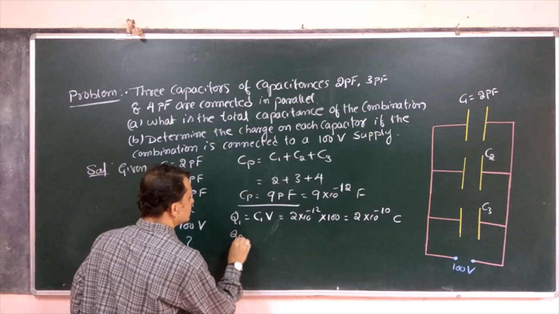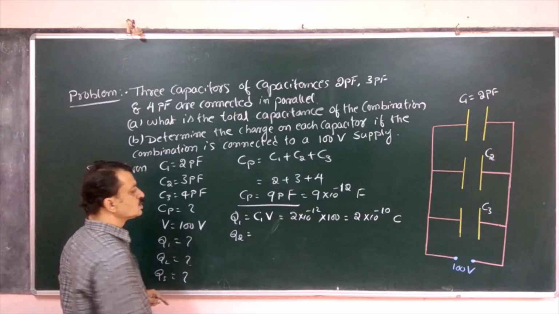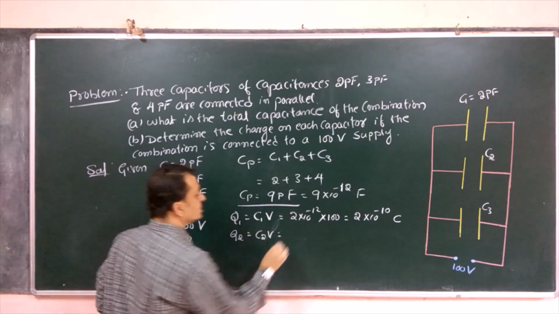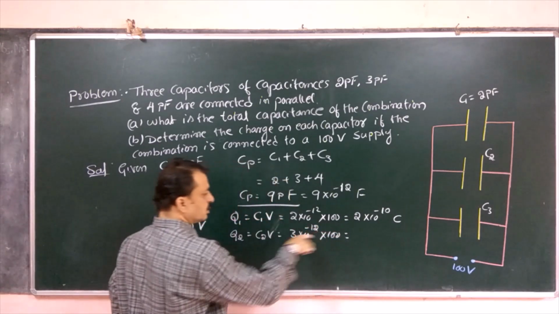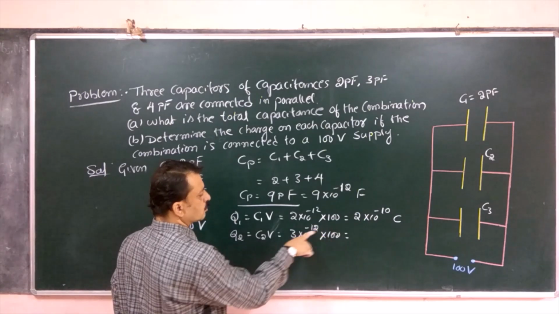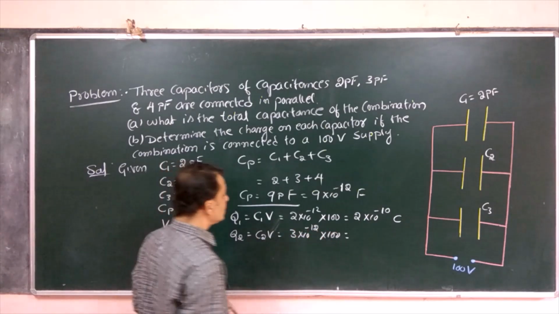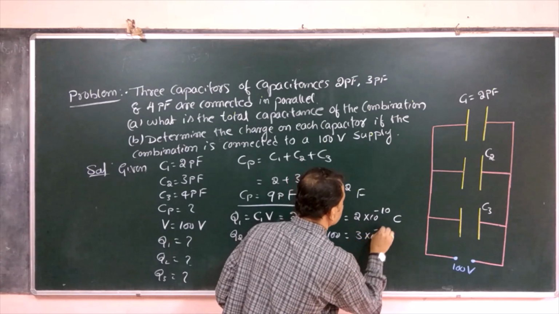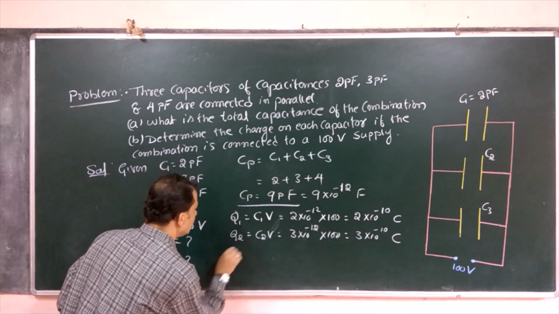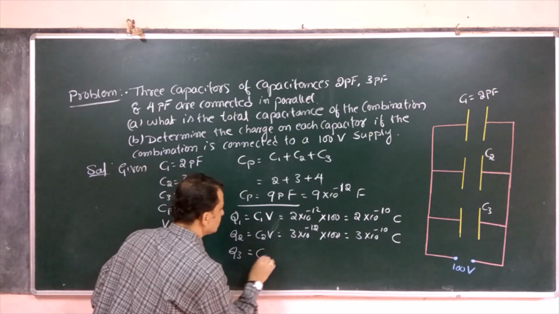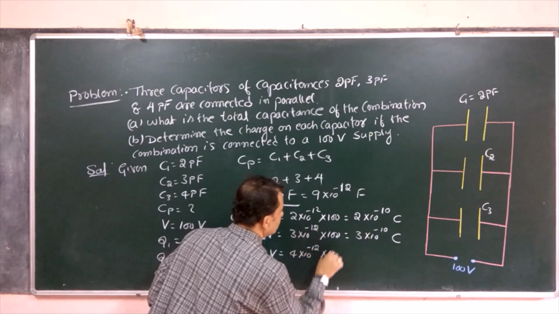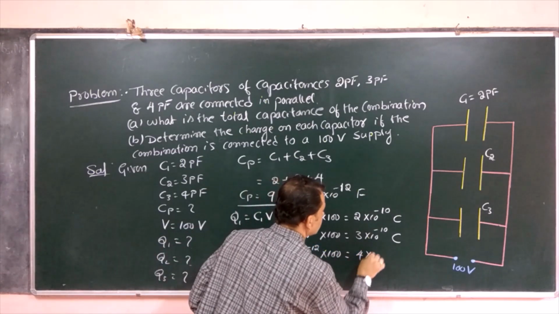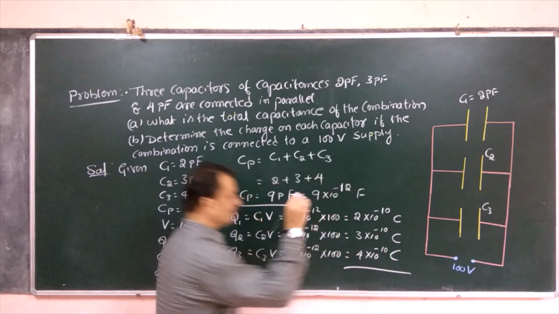So similarly, the charge on the second capacitor Q2 is equal to C2 into V. Now C2 is 3 into 10 to the power of minus 12 into 100. Here also, writing 100 as 10 to the power of plus 2, 10 to the power of minus 12 plus 2 is minus 10. So 3 into 10 to the power of minus 10 coulombs. And the charge on the third capacitor is C3 into V, that is equal to 4 into 10 to the power of minus 12 into 100. Similarly, it is 4 into 10 to the power of minus 10 coulomb. Very simple. Now next problem.